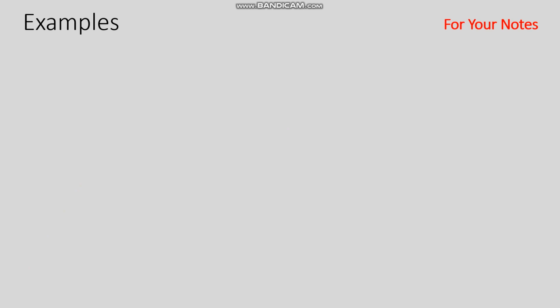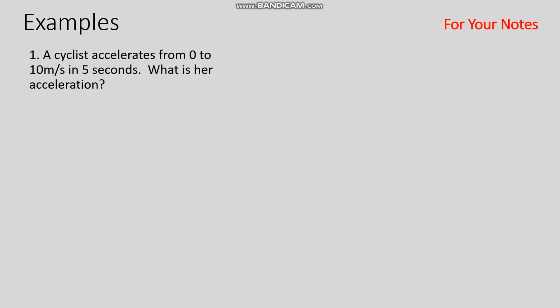Right, I'm going to run you through a couple of examples now, and again this needs to be recorded in your notes. This will be really helpful to you when you do the Isaac physics problems, which I'm going to set you a little bit later. So a copy of that then please. The problem is: a cyclist accelerates from 0 to 10 meters per second in 5 seconds. What is the magnitude, or size, of her acceleration?